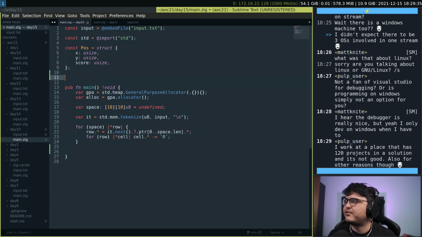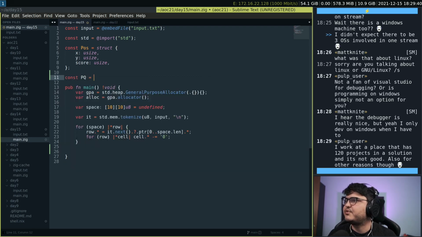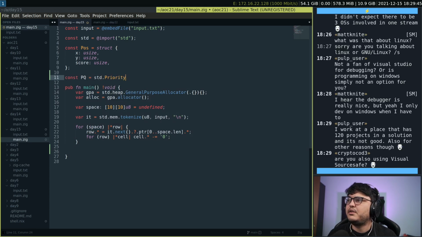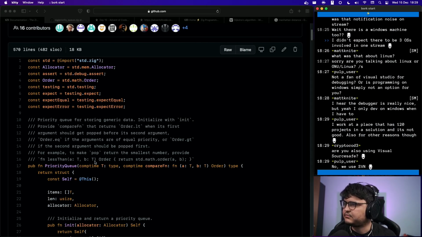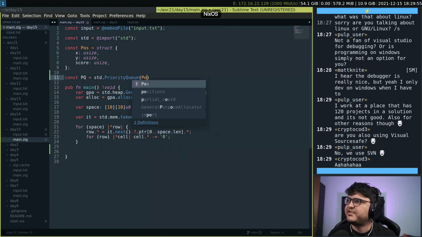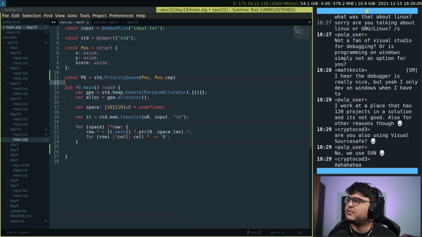Okay, so we need to make our priority queue. So const pq is going to be std.PriorityQueue. Okay, what do we need to pass to it? A type and a compare function. So the type is Pos. The compare function is going to be Pos.cmp, I guess.